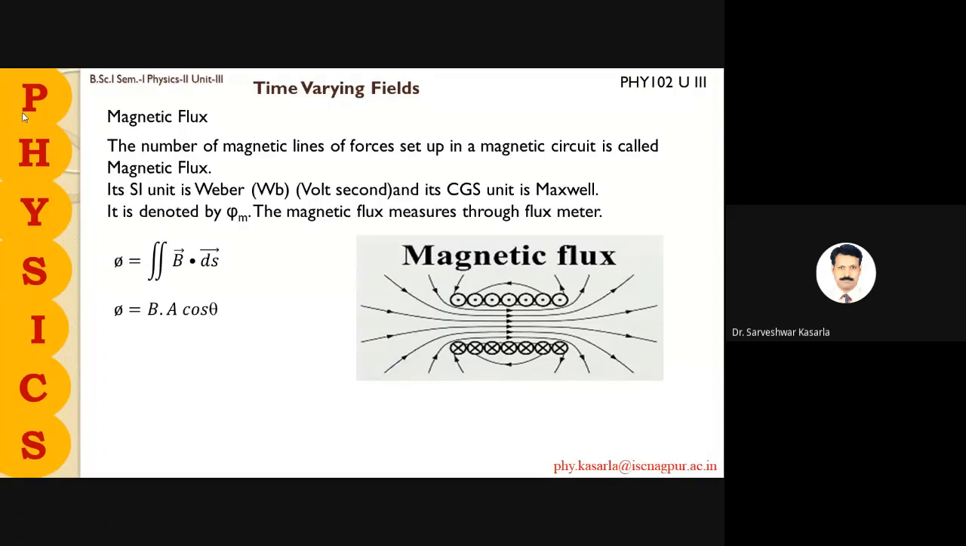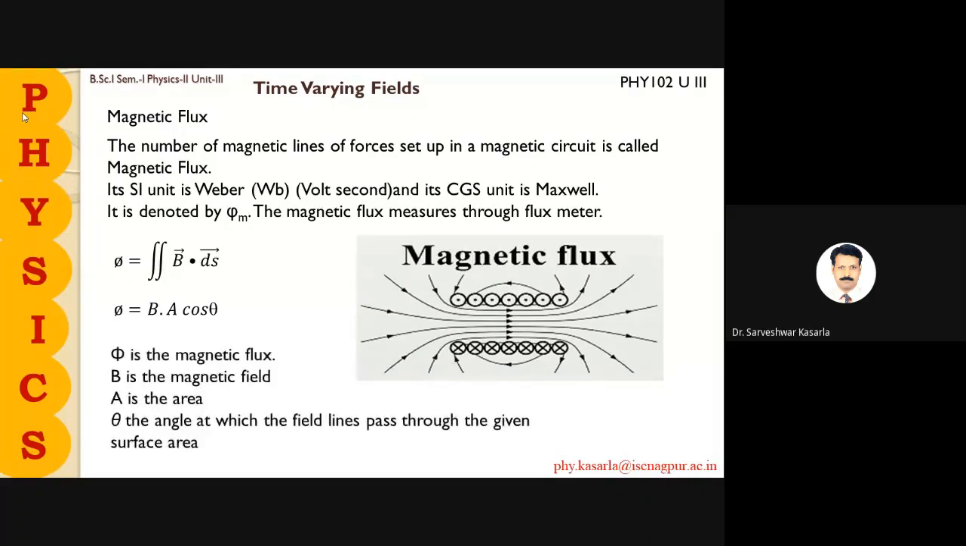So phi is equal to BA cos theta. Here theta is the angle between the field lines and the normal to the surface. Phi is the magnetic flux, B is the magnetic field, A is the area, and theta is the angle at which the field lines pass through the given surface area.